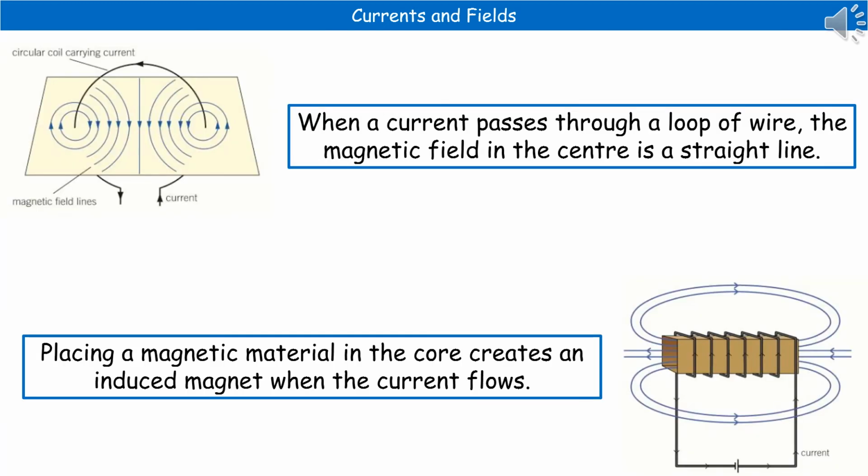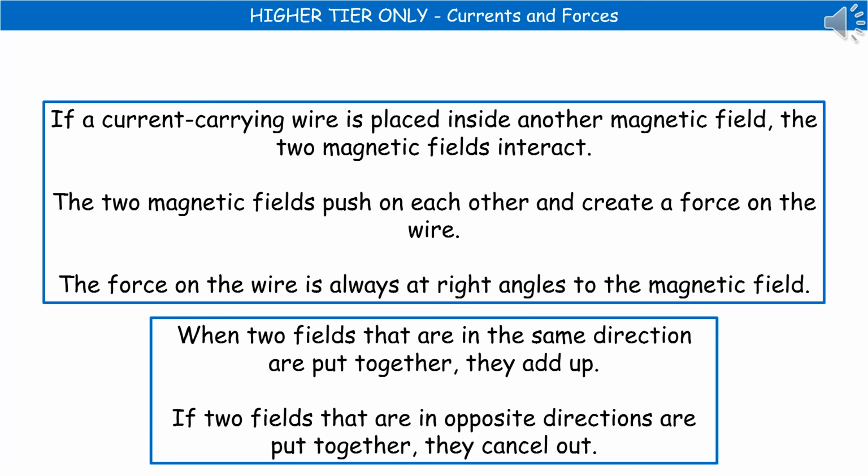If we consider what happens with a loop of wire, then the magnetic field in the centre of that loop is a straight line. Around the actual edges of the loop, you can see we get those concentric circles still. If we place a magnetic material in the core of our coil of wire, then we create an induced magnet when the current flows.